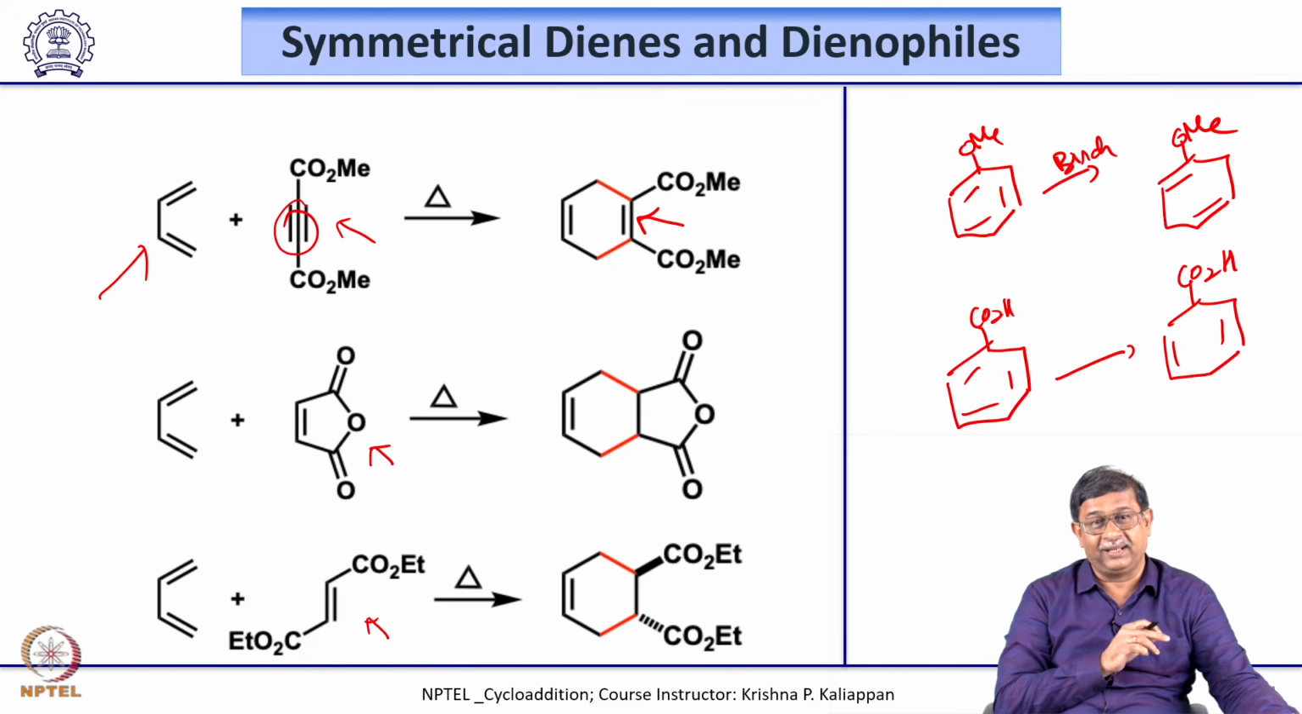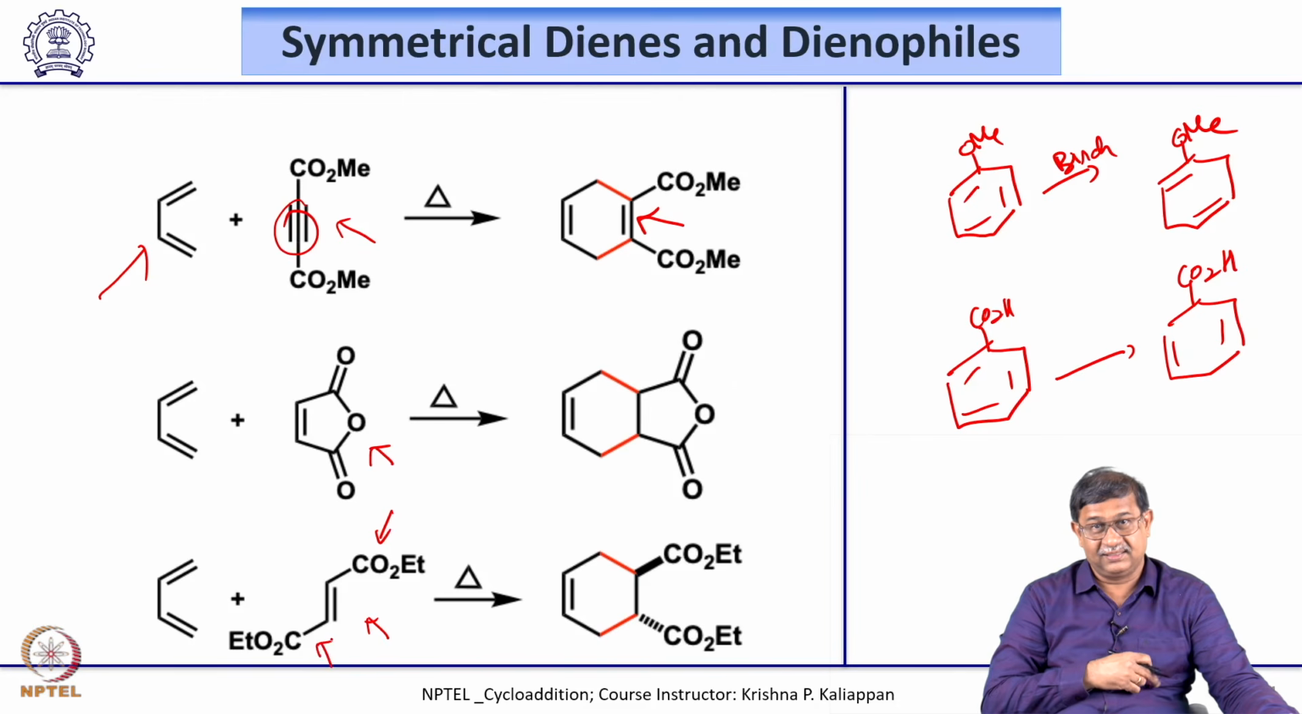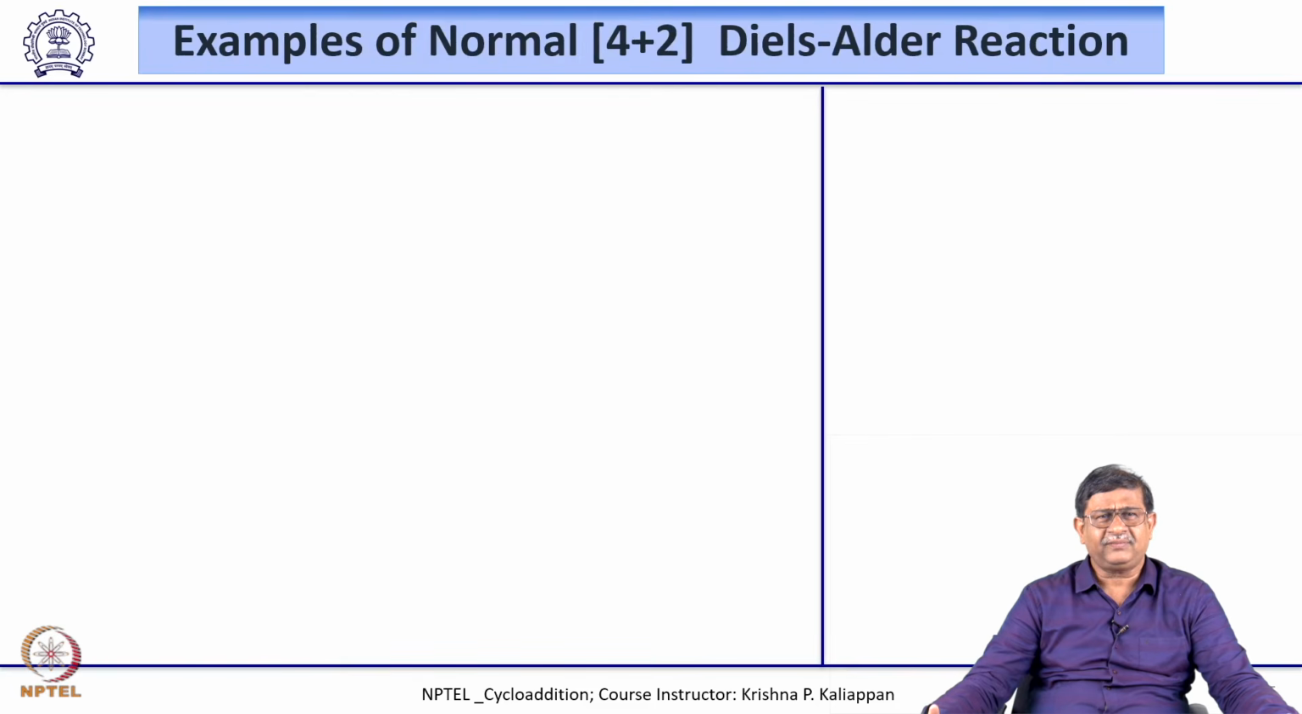coming from the dienophile. What is more important is, if you look at the stereochemistry of the two esters in the dienophile, they are trans to each other, and the same thing you observe in the product. Or in other words, the stereochemistry of the dienophile is completely retained in the product. Now some more examples before we go to stereochemistry and regiochemistry of 4+2 cycloaddition reaction.